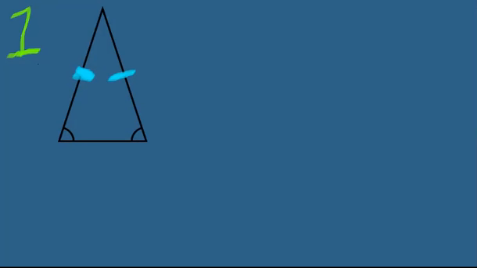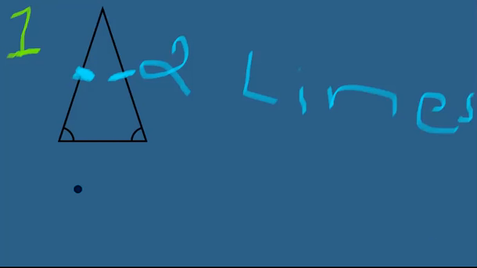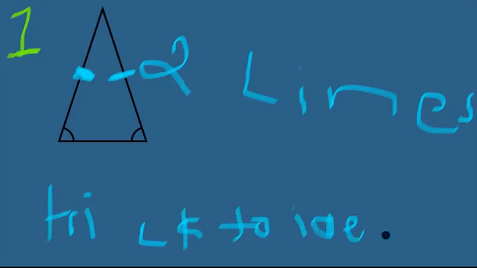So the way to identify an isosceles triangle is looking for two lines, or you can look for if it does not have a specific trick to identify. So let's just write trick. Sorry about my handwriting. Trick to identify. Okay. So now that we're done with that one, let's go on to the next question.